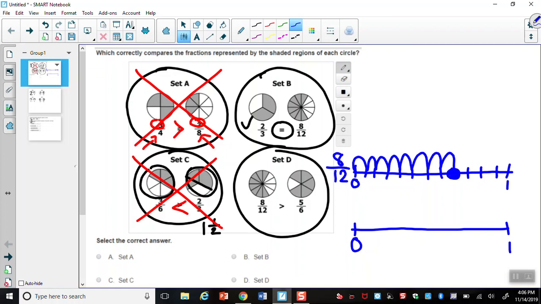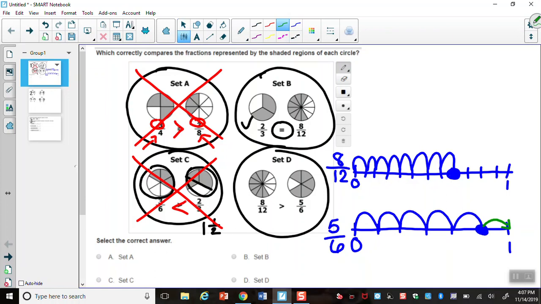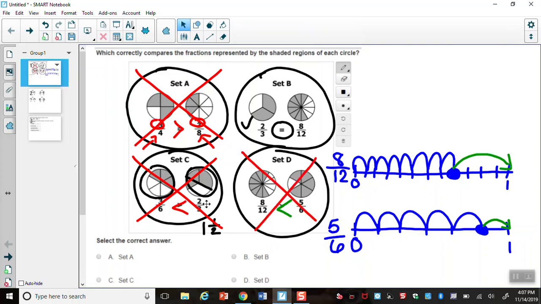And I'm going to stop there. And the number line down below I'm going to use to show 5/6. So I'm going to split my number line into 6. And I'm going to count 1, 2, 3, 4, 5, 6. And I can see that 5/6 is much closer to 1 than 8/12 is. So I can see that actually 5/6 is greater than 8/12, which also makes this one false. So then the only set that shows a true fraction would be set B, and I would select that as my answer.